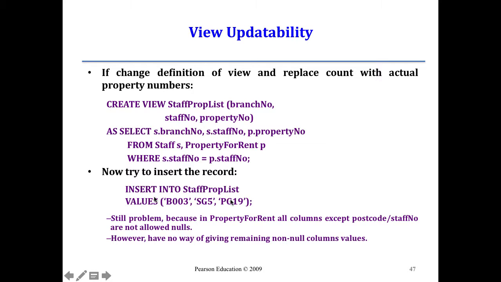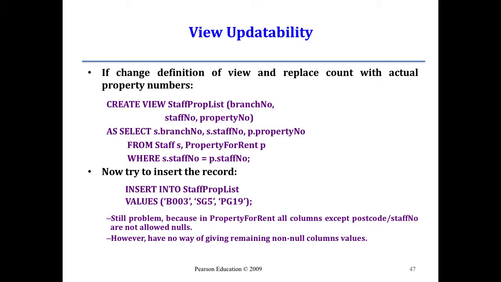So this is a new property, okay? We're saying it's PG19 SG5. We're not adding a new staff member here. The staff member is presumably pre-existing. We're adding a new property. So the answer is, I think we can unambiguously, well, I'll take that back. The query optimizer isn't that bright. I can unambiguously know that I'm adding a property record and that the update would be to property for rent.